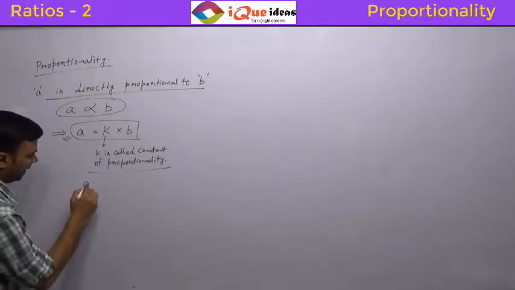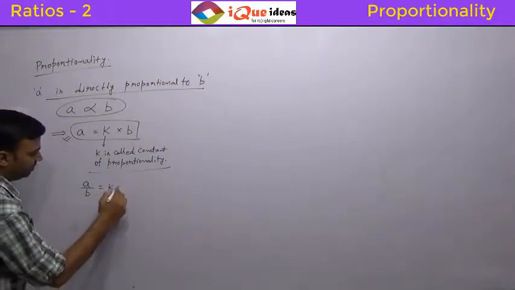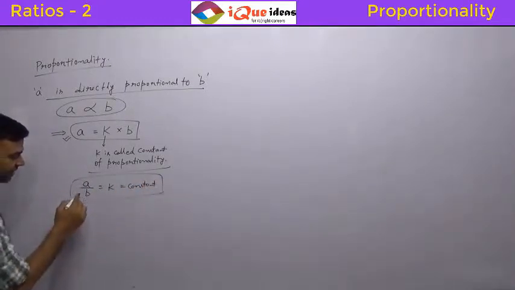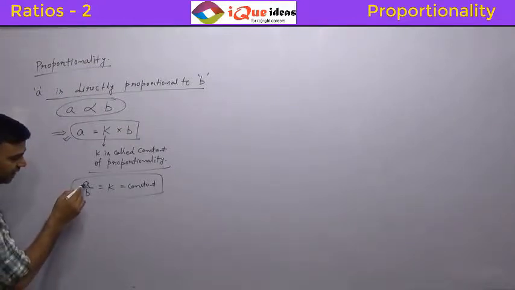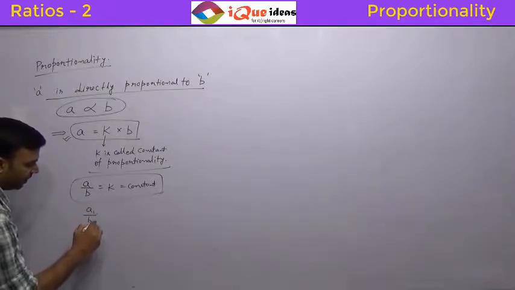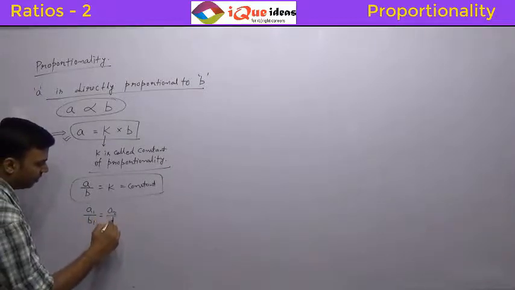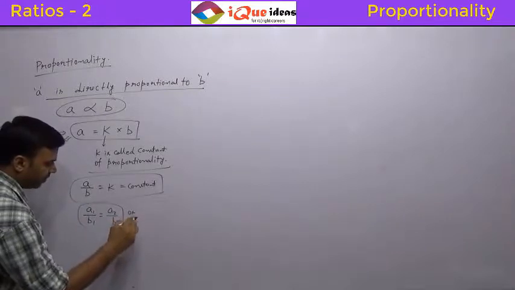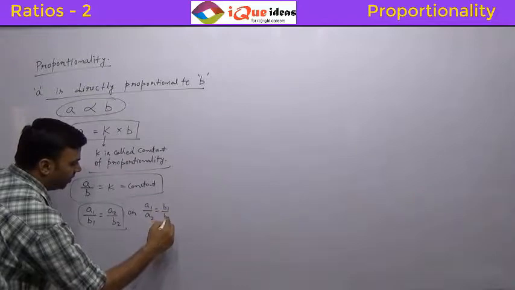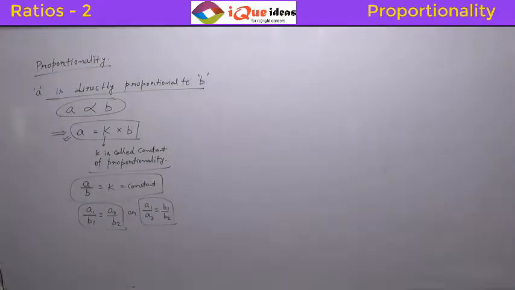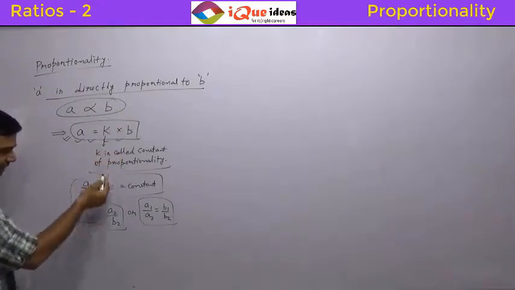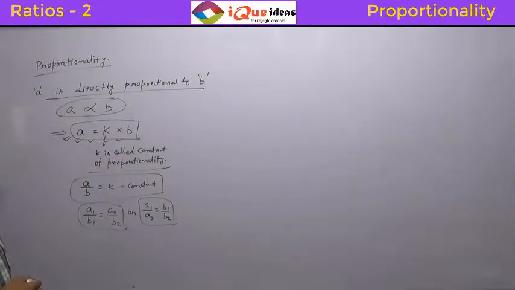This also means that A by B is equal to constant. Now that means if there are two situations in which the values are, let's say, A1 and B1 and A2 and B2, then from here we can see that A1 upon B1 will be equal to A2 upon B2. Or this can also be implied that A1 upon A2 is equal to B1 upon B2. So all this are meanings of proportionality. While doing questions, we will require only this particular thing. All these things I'm just trying to explain the meaning.